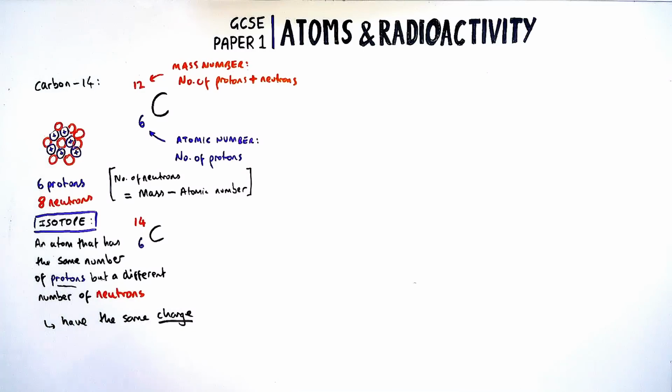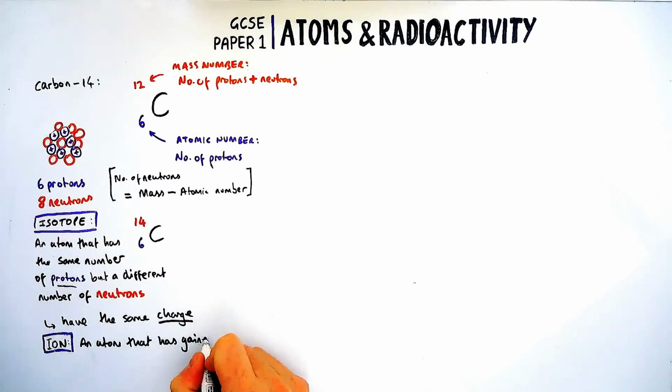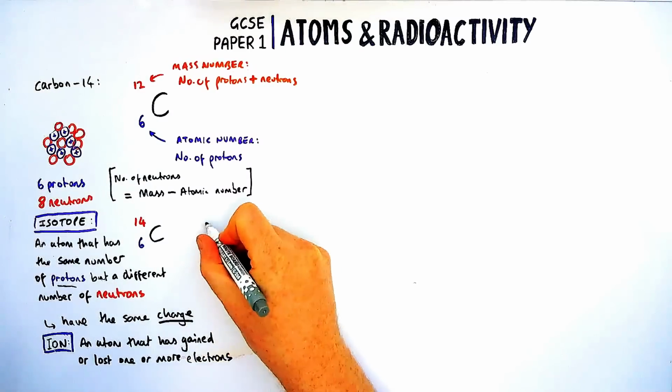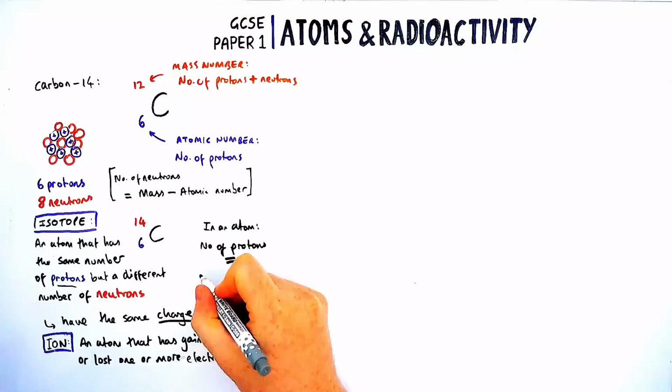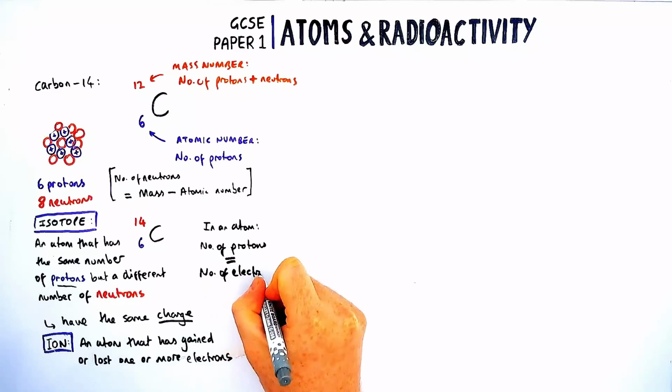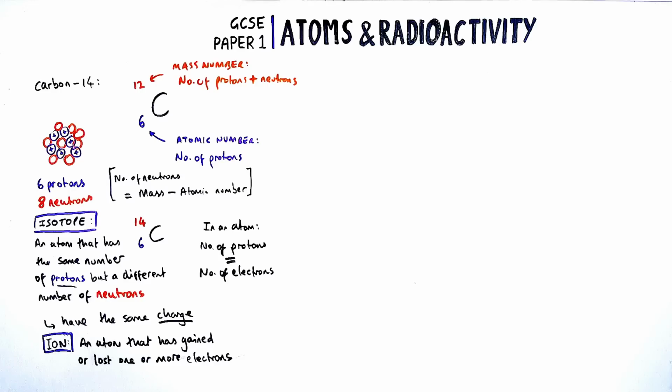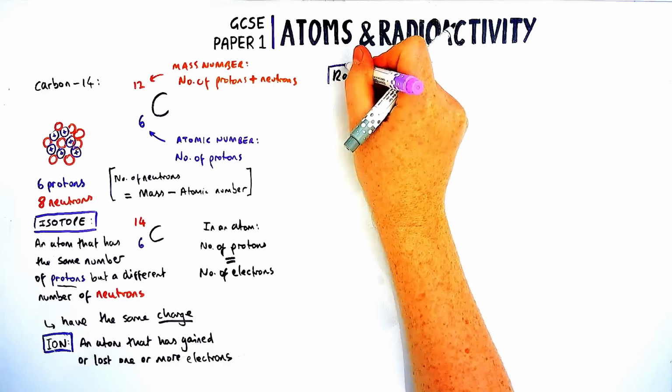And because of this, they must both have the same charge in the nucleus because they've got the same number of protons. For an atom to have a different charge, it's called an ion. An ion is defined as an atom that has gained or lost 1 or more electrons, just like you would have learned in chemistry. Normally, for an atom that is not an ion, you're going to have the same number of protons as there are electrons to make the atom balanced in terms of charge. But with an ion, the number of electrons has changed, so it now has an overall positive charge if it's lost electrons or a negative charge if it's gained electrons.